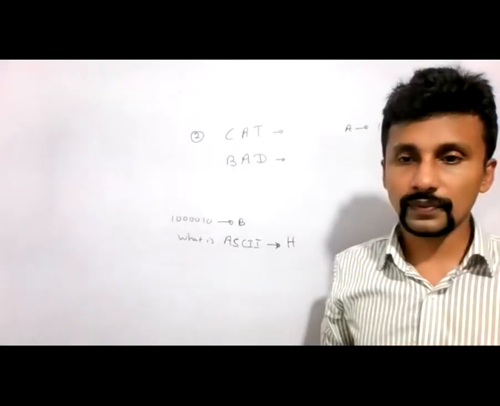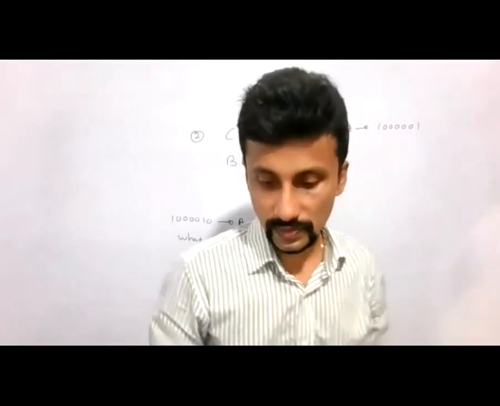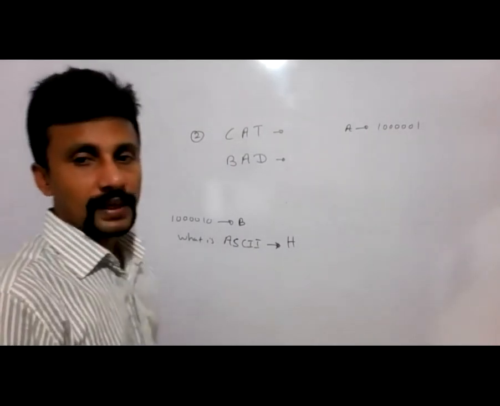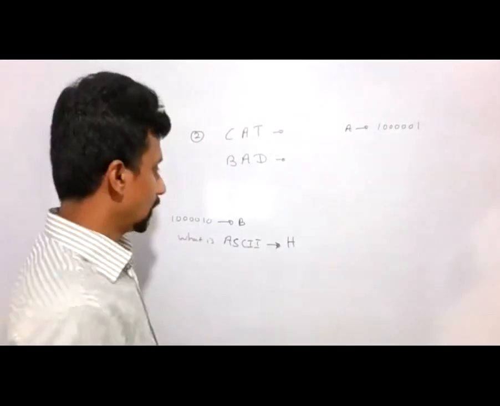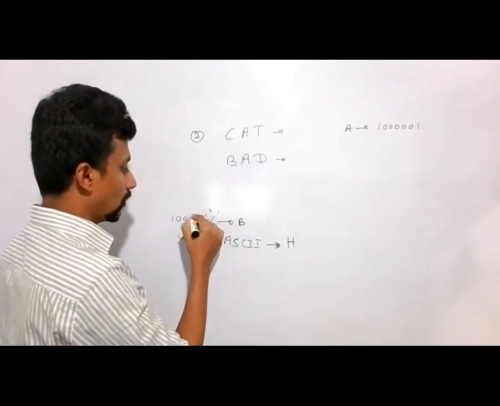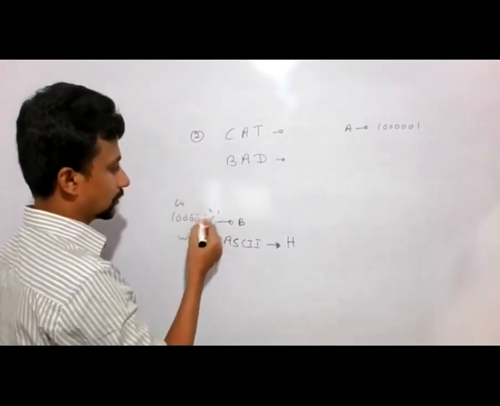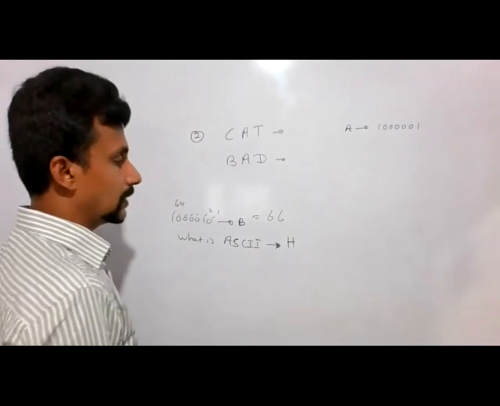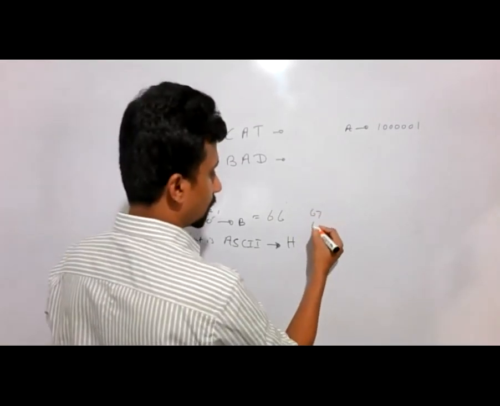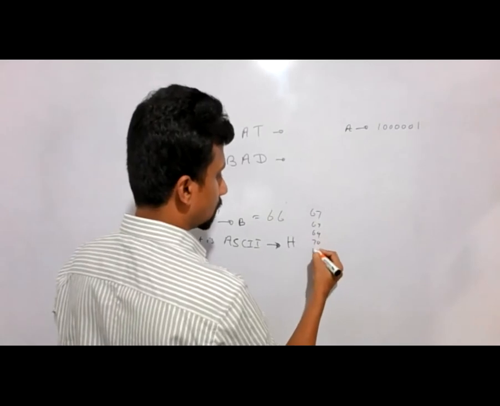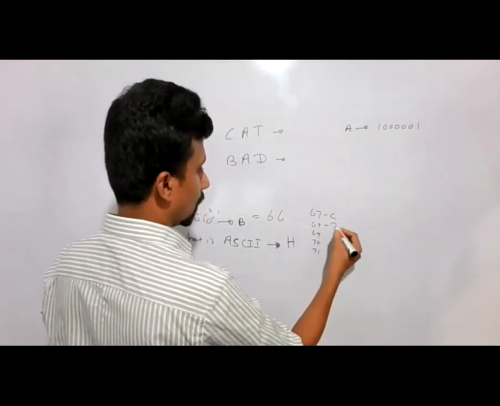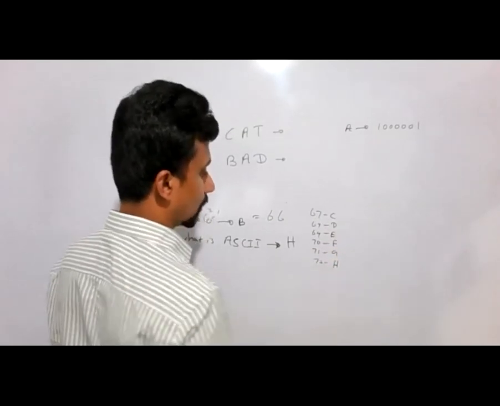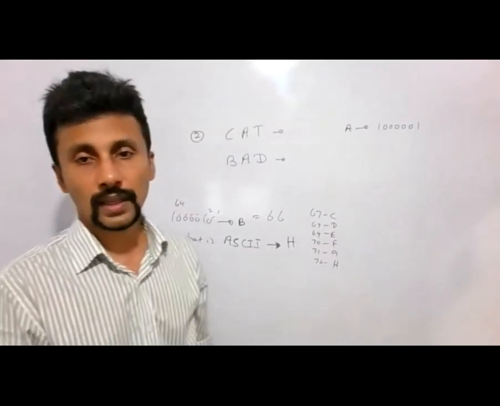I will help you to do the first one. Some of you have sent me the answers. The first one is asking for H. B is given. So B is what? 1, 2, 4, 8, 16, 32, 64. 64 plus 2, B is 66. If B is 66, then C, D, E, F, G, H are 67, 68, 69, 70, 71, and 72 is coming for H.